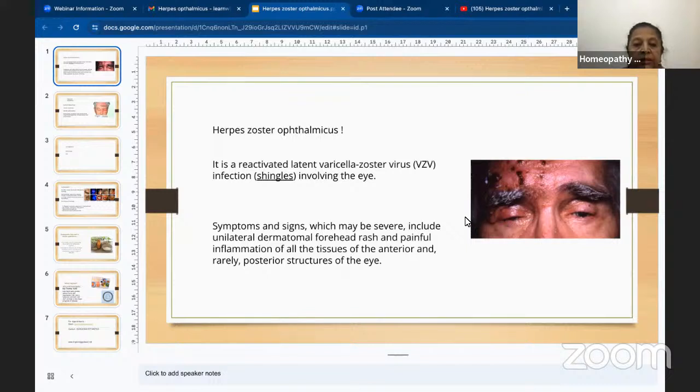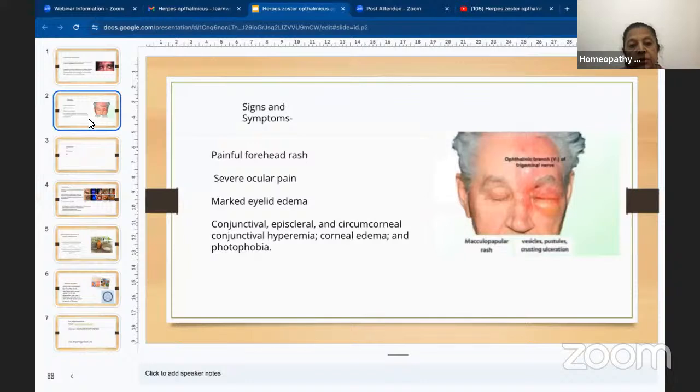Now, what are the signs? Signs you will see in the eye, there may be conjunctival congestion, and in the cornea also there may be ulcer. And it's a painful condition, even in the skin, because of that rash, and ocular corneal infection leads to severe pain, redness, watering, edema.